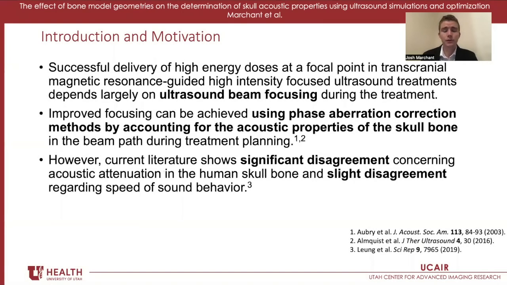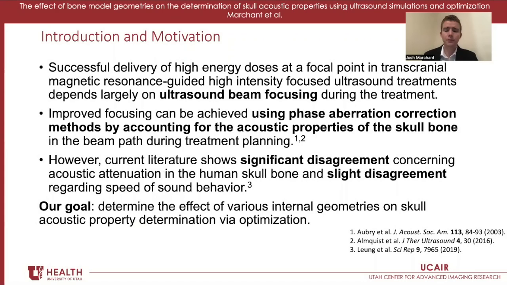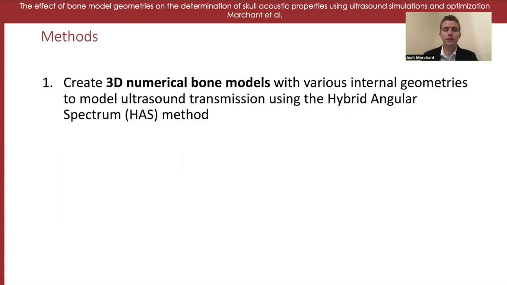However, current literature shows significant disagreement regarding the values for acoustic attenuation in human skull bone, and some disagreement regarding skull speed of sound. Therefore, our goal was to determine the effect of skull bone internal geometries on the resulting values found via optimization. We first created several 3D numerical bone models with varying internal geometries.